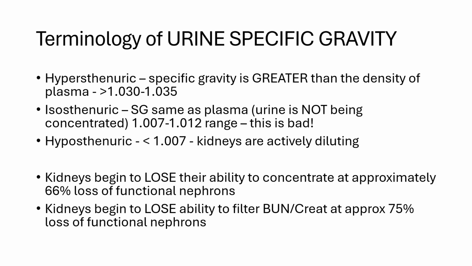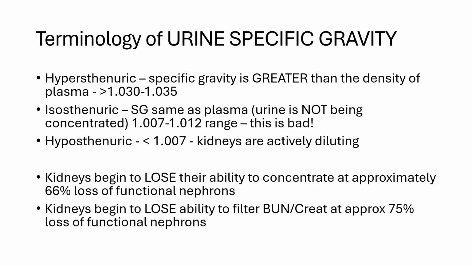If urine has a urine-specific gravity that is less than 1007, we actually call that hyposthenuric. So the kidneys are doing something here, actually. If it's super low, the kidneys are actively diluting that urine. So less than 1007, hyposthenuric; 1007 to 1012 is isosthenuric, and this is bad. If it is greater than 1030 to 1035, that is hypersthenuric. So important statistics to know, and this one is important.